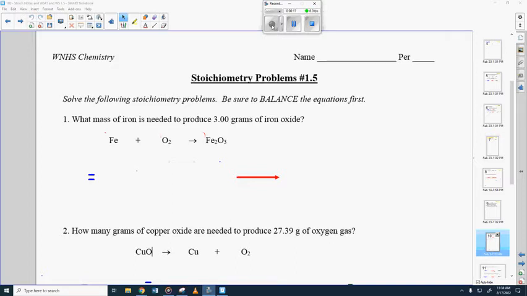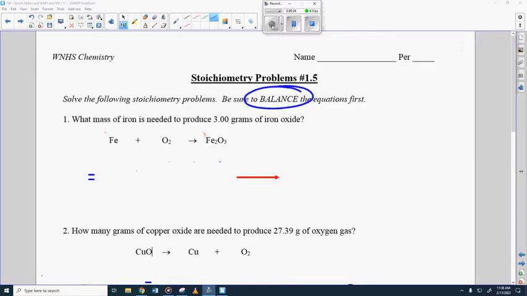So the very first step whenever we do a stoich problem is we always what first? We make sure it is balanced. That's right. So let's take a look at number 1. Iron and oxygen gas make iron oxide. Please, you can put them on top of the yellow there. Thank you. Please go ahead and balance that right now for me. Let's put about a minute and a half on the clock. Get this guy balanced for me, and then we'll talk.